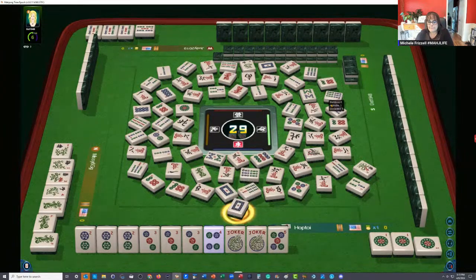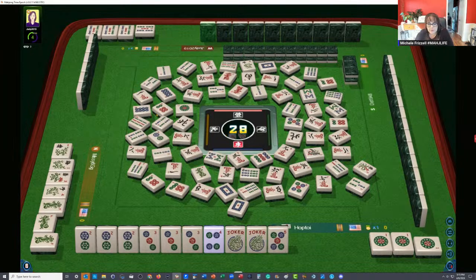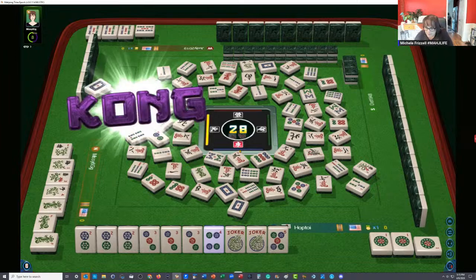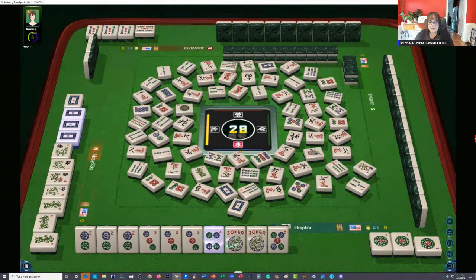White dragon. Whoa. White dragons are very risky in the end game. Any dragon is risky in the end game. This player on the left, white dragon. They have to be playing the dragon hand and they're all going down. That's painful. Kong. Oh my goodness. They were probably waiting for the dragons to go down.